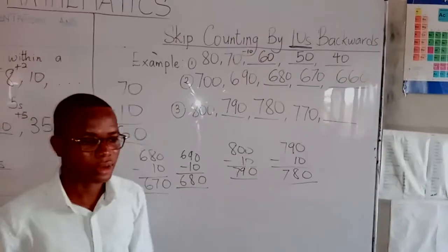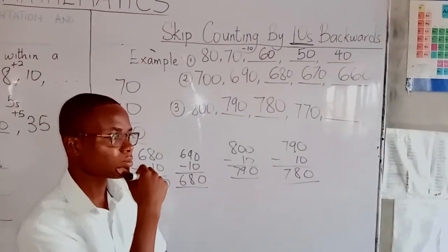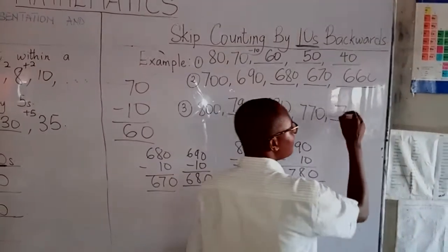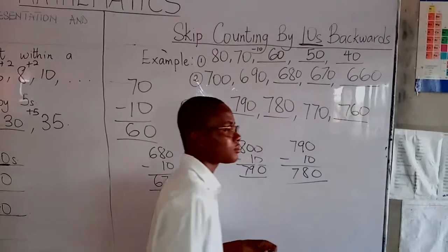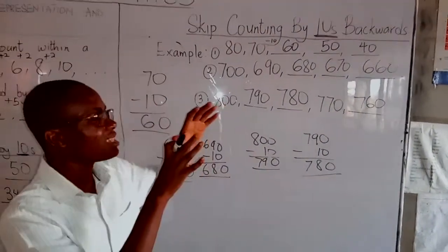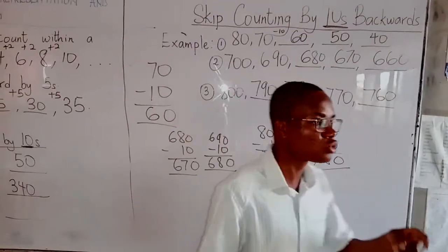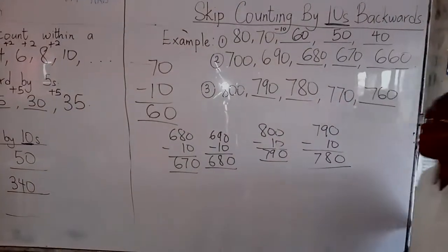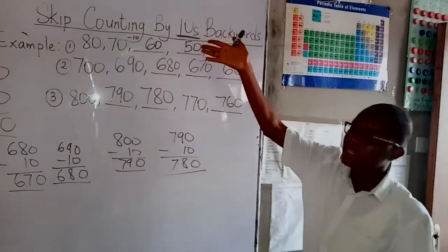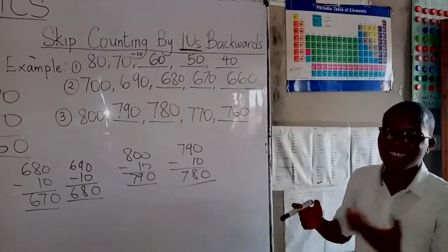Now, try the next one in your book. Subtract 10 from it and put it in. How do you get it? You get 760. I really like that. So this is what it means to skip count backwards. It means you have to go backwards by tens. So in another way, you have to subtract by tens.